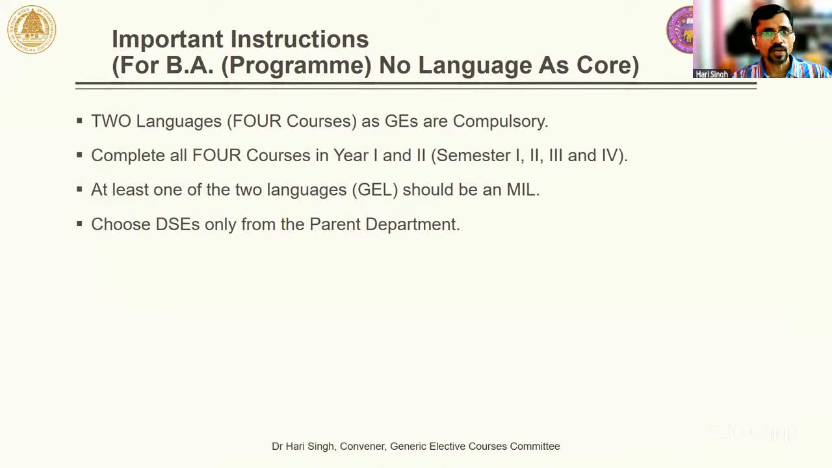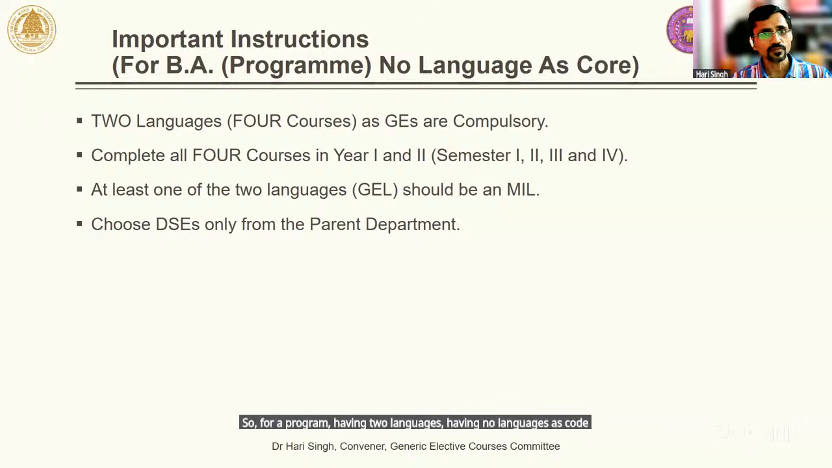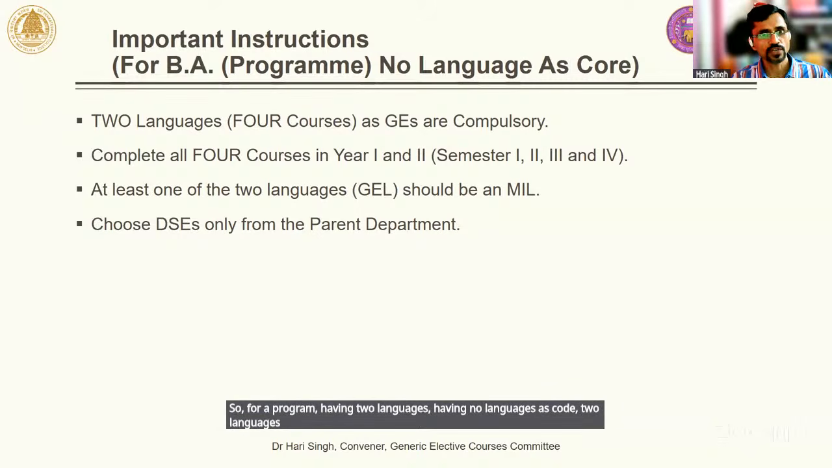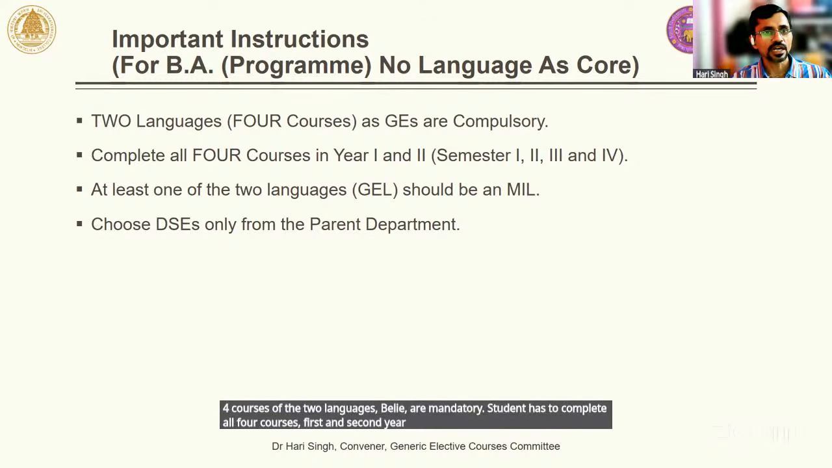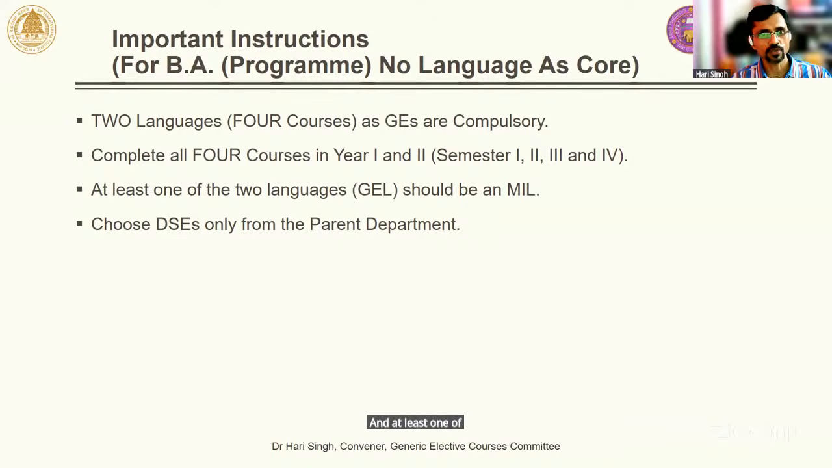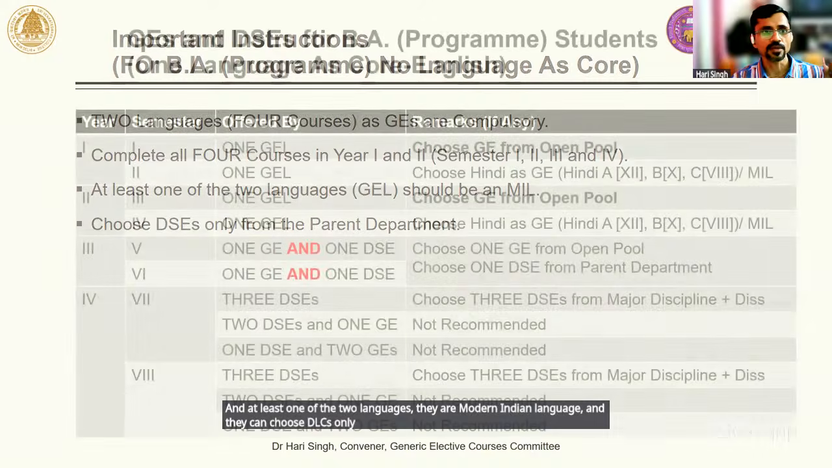So for a program having two languages, having no languages as core, four courses of the two languages are mandatory. A student has to complete all four courses in first and second year only, and at least one of the two languages must be a modern Indian language. They can choose DSCs only from the parent department.